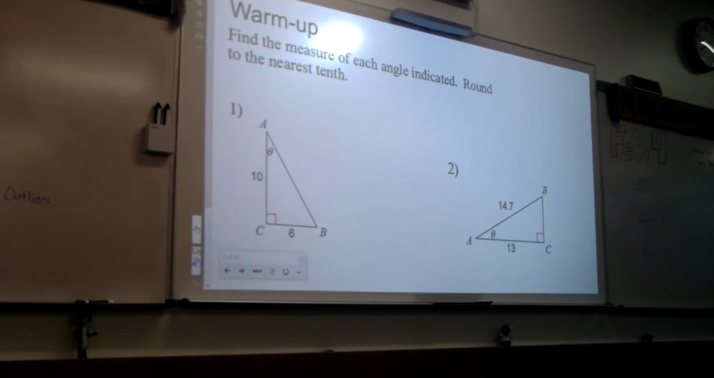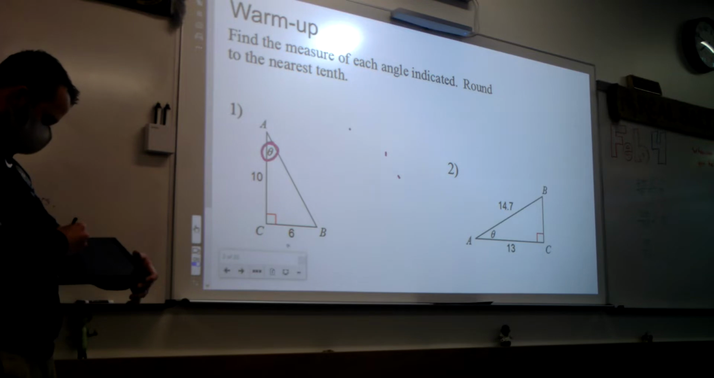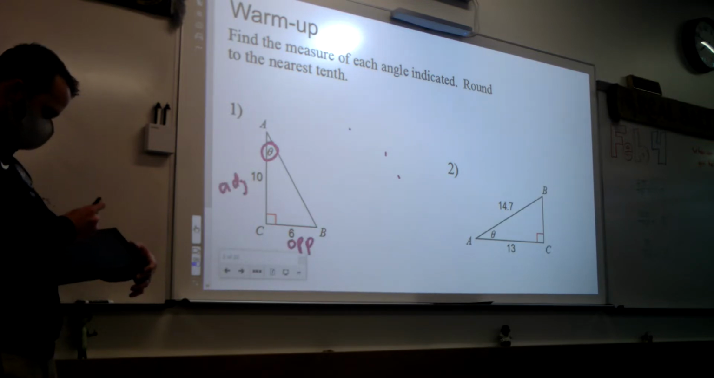All right, Allie, help me on number one. We're trying to find this missing angle here, theta. What was your thought process? So you're given opposite and adjacent with this tangent. So 6/10, and then put tangent theta to the power of -1, and then we got 30.9.